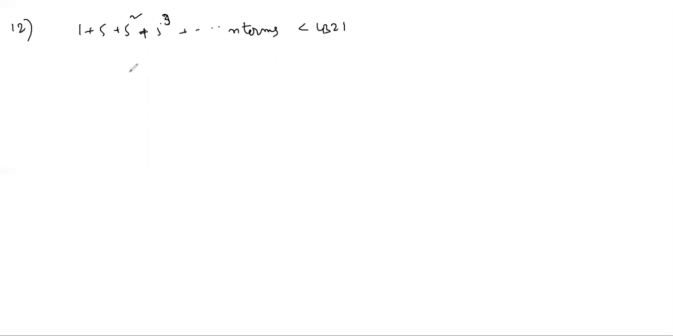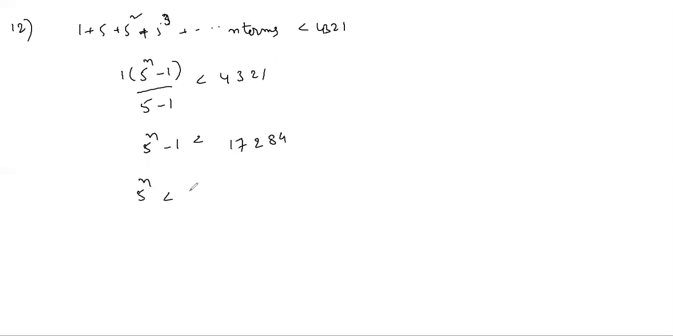GP: a into r power n minus 1 by r minus 1 less than 4321. 5 power n minus 1 is less than 4 into 4321, that is 17284. 5 power n less than 17285. What is the n value? Maximum value you can take, natural numbers. You can take n value 1, 2, 5 square also less than, 5 cube less than, 5 power 4 less than, 5 power 5. What is 5 power 5?